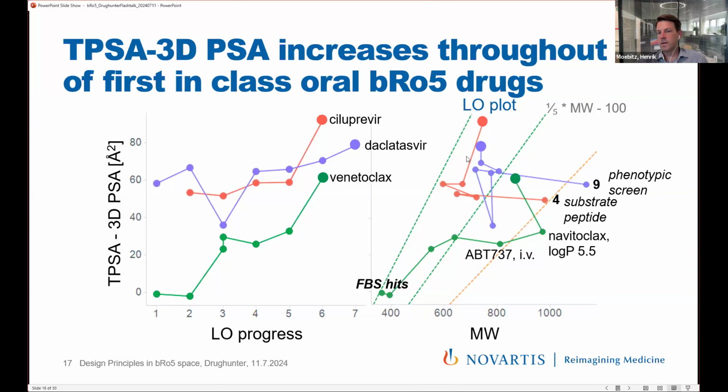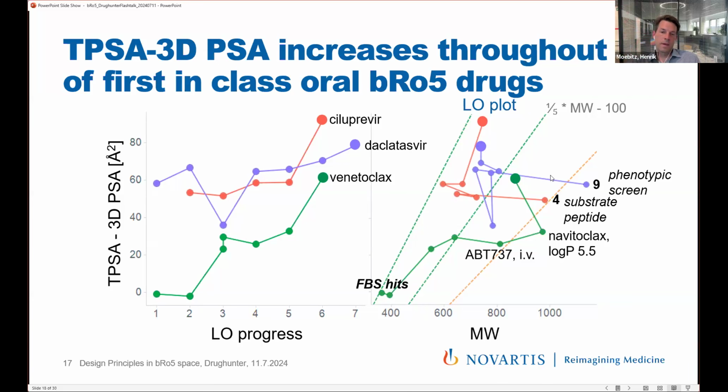They managed to get there regardless of where the hits came from. For instance, daclatasvir was started from a phenotypic screening hit, which was a dimer side product. And this, being a phenotypic screening hit, naturally had to have permeability. So this is why in this case, you don't have a large increase of neutral TPSA.